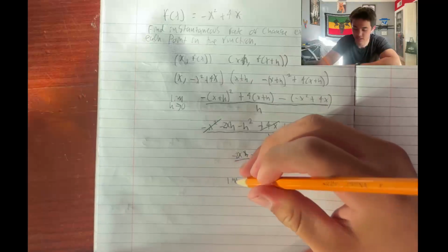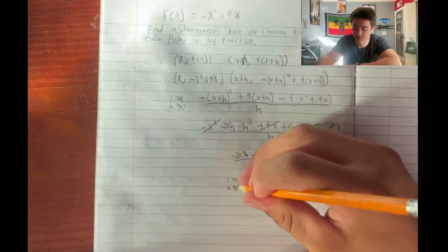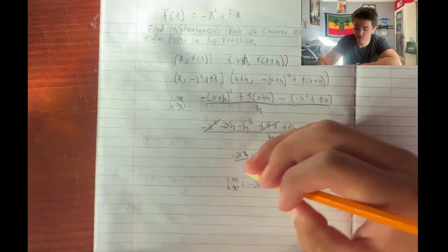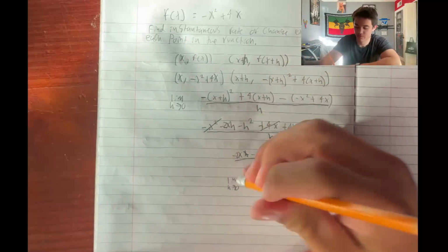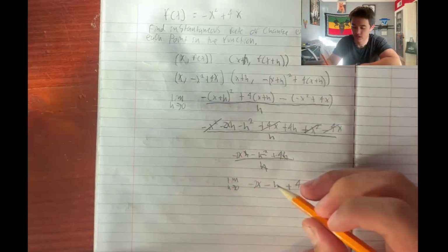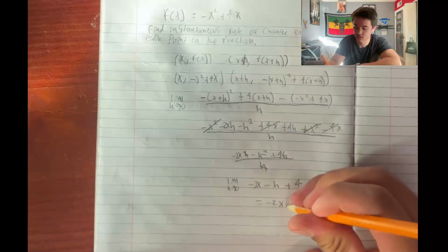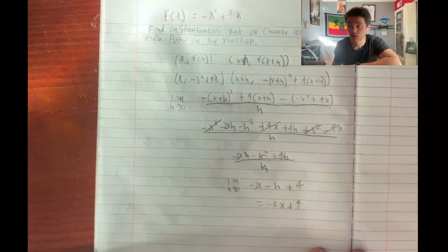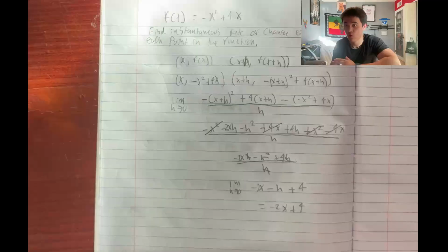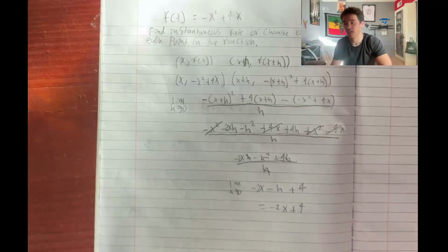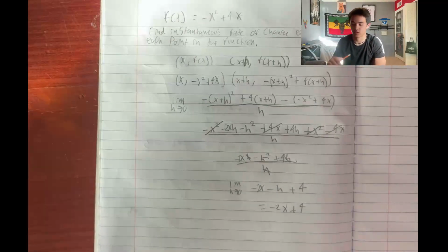So we can bring back down the limit as h approaches 0. We don't need to put the equals there. And then we're just turning this h into 0. So this is equal to negative 2x plus 4. So that is our derivative, the function that shows us all the instantaneous rates of change of a function.